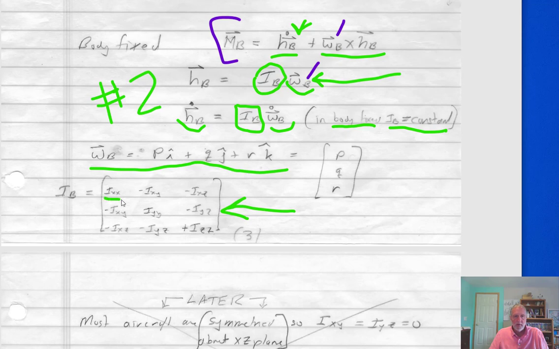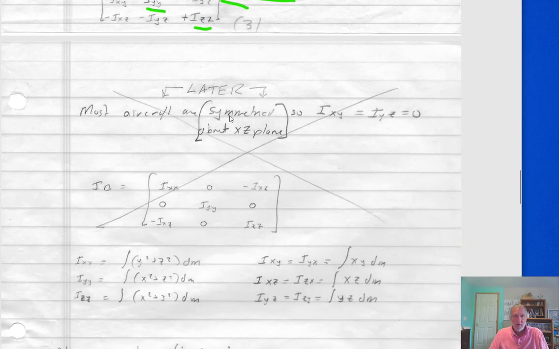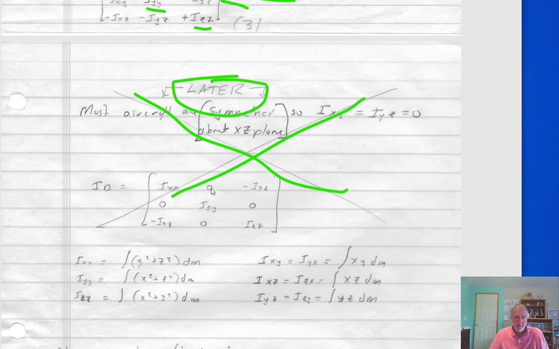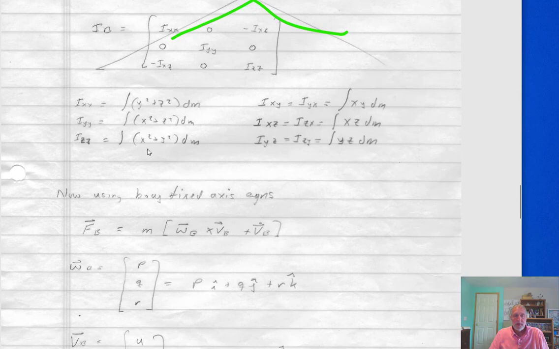It has these terms that you studied before, Ixx, Iyy, and Izz, and then the cross products like Ixz and so on. Turns out most aircraft are symmetrical, but don't look at this now because we're going to add this in later. That's why it says later here. And here are the definitions of those. Ixx is the mass and its distance away from the x-axis. So if you have an x-axis, you take the distance away times a little mass, and then you add it all up. So this represents the distribution of mass relative to the x-axis.